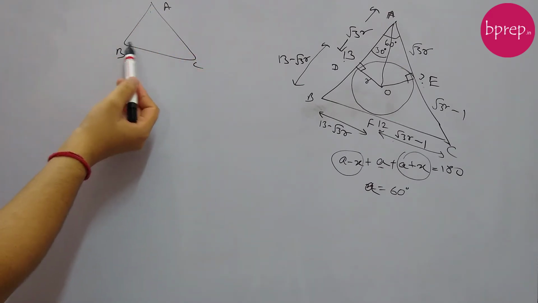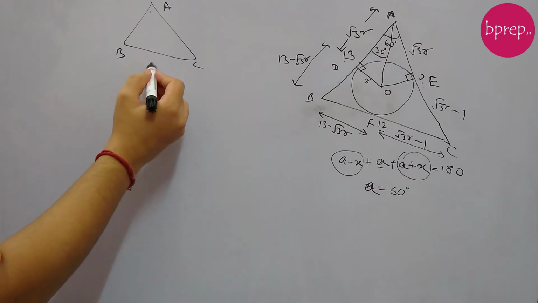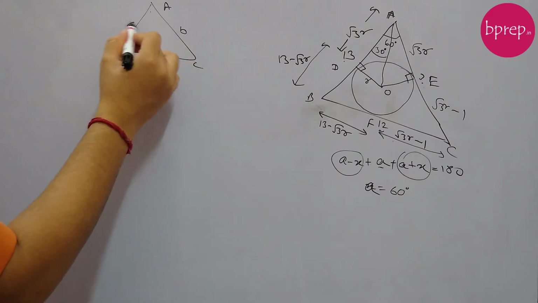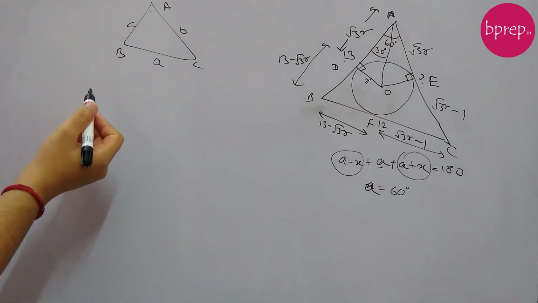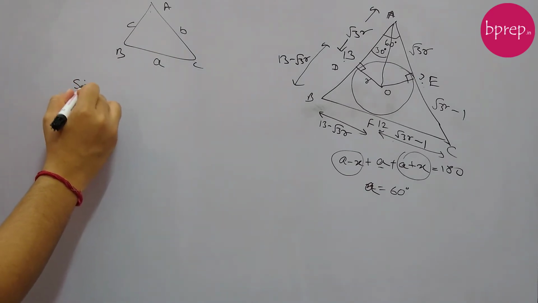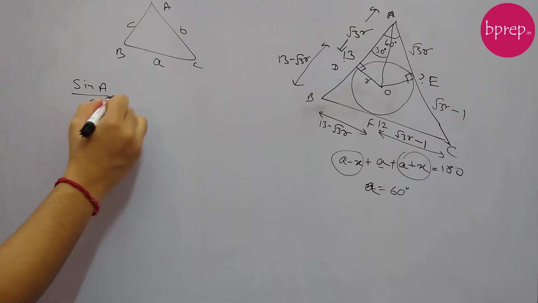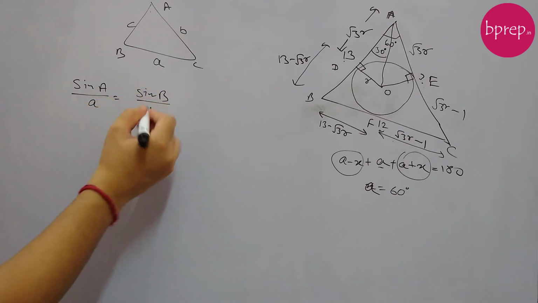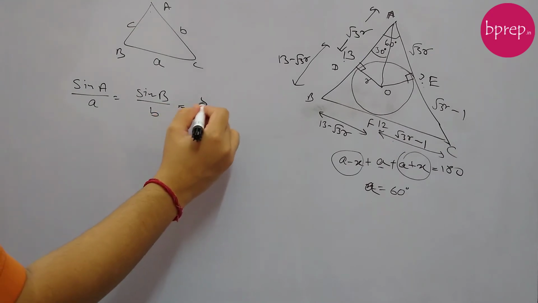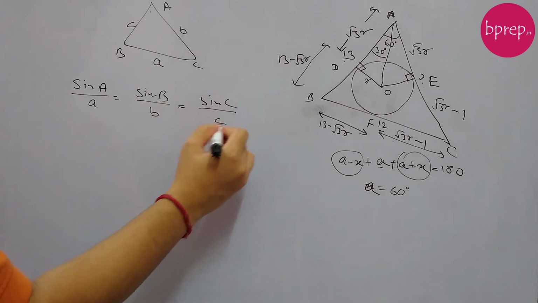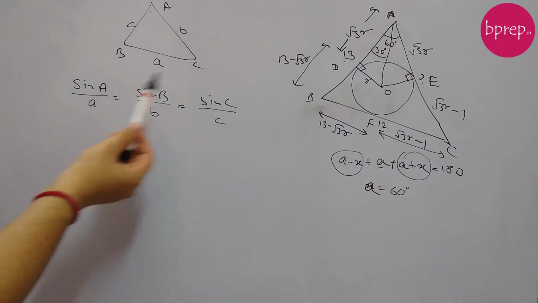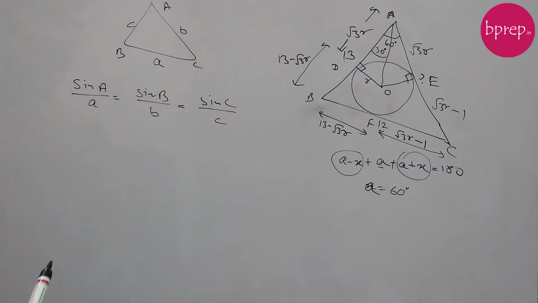These angles are A, B and C. Let's say the lengths of the opposite sides are A, B and C. So we have two rules. The first one is sine A by A equals sine B by B, and similarly sine C by C. This is called the sine rule of the triangle. But if you want to apply this, we should know the other angles as well.